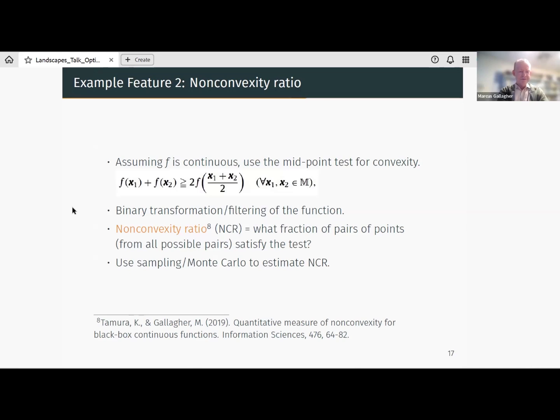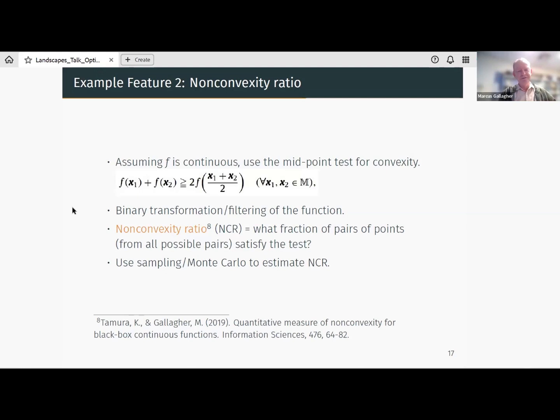This was joint work with Kenichi Tamura, and the idea was to use this midpoint test for convexity, which you can do based on samples of pairs of points. You do that calculation, and the answer is either yes or no. Is the left-hand side greater than or equal to the right-hand side? So you can think of this as a binary transformation, or filtering, of the function.